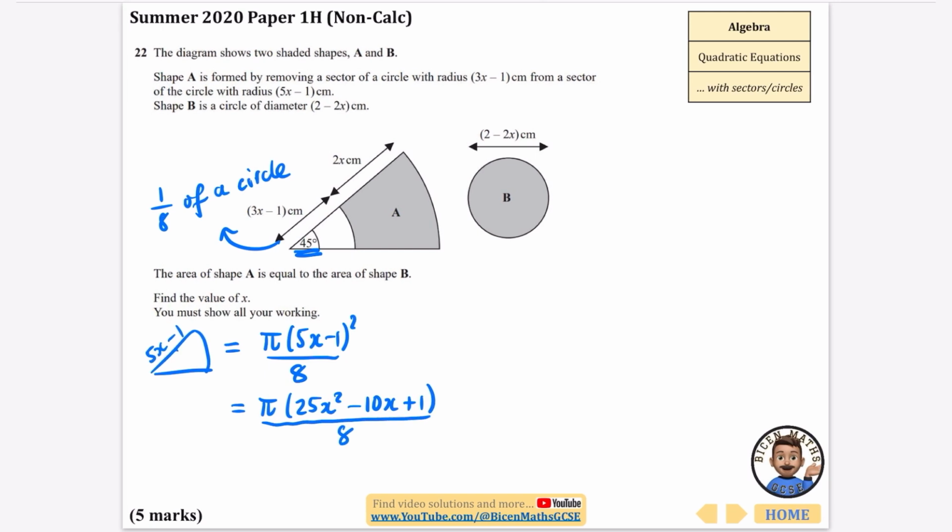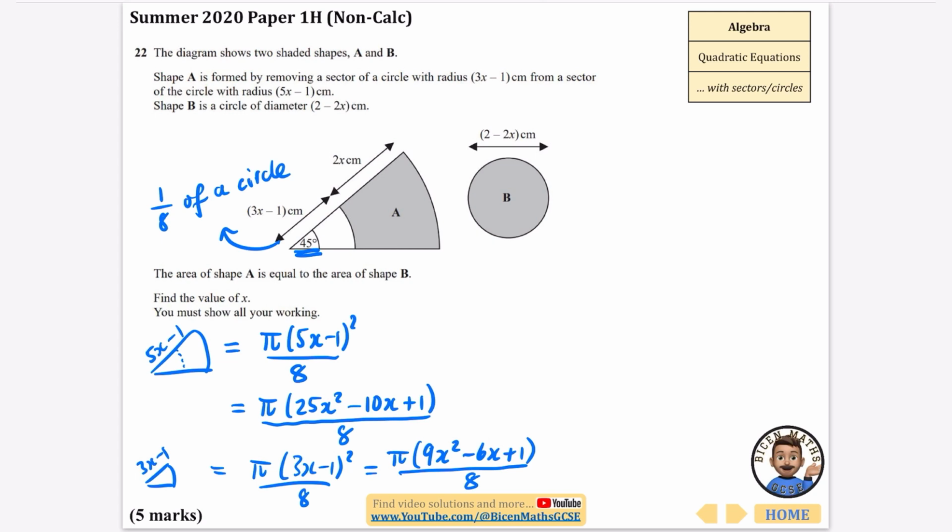Now what I'm going to want to do from that is remove that small section that we've got, and that small section is just 3x minus 1. So the area of that is going to be pi multiplied by the 3x minus 1 squared, all divided by 8. If you expanded those double brackets, that is 9x squared minus 6x plus 1, and that's all divided by 8.